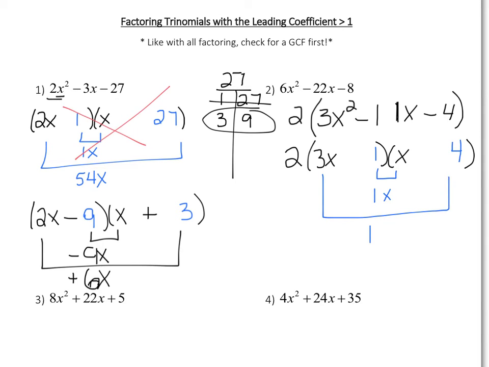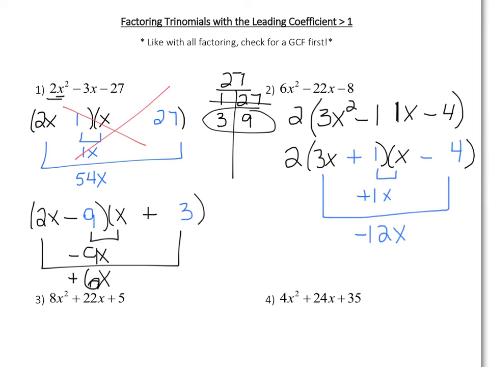My outers is 12x. Is there a way that I can add these two together to get a negative 11? Well, yeah, this is going to have to be a negative 12, and this will have to be a positive 1. So we're going to put a positive 1 here and a negative there, and we're good to go. You always want to check, though, to make sure that the last terms, 1 and negative 4, multiply to negative 4, which it does.